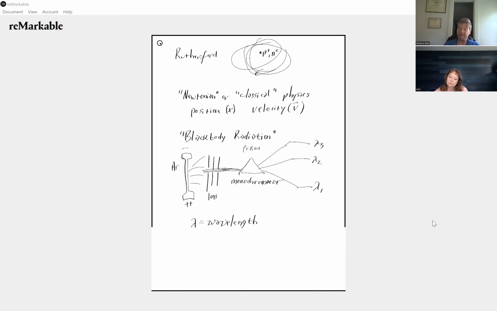Now we can learn more about this, because as it turns out, the wavelength is related to the frequency. The wavelength times the frequency is equal to the speed of light, which is a constant, 3 times 10 to the 8th meters per second.